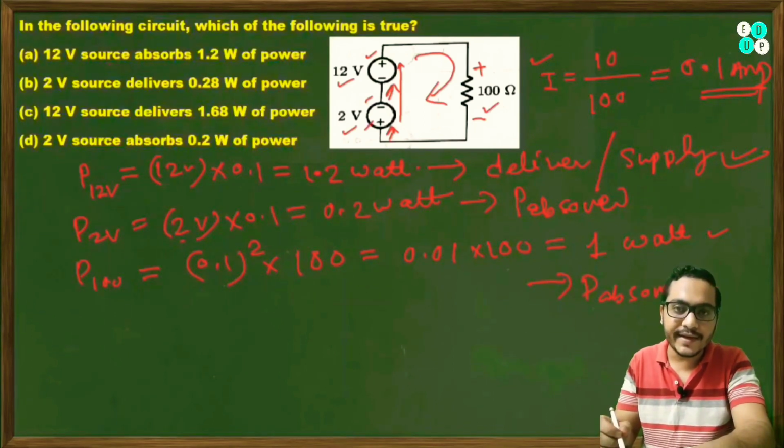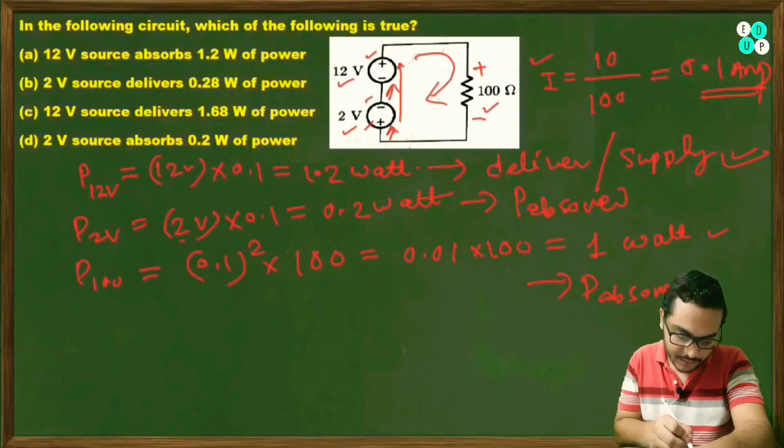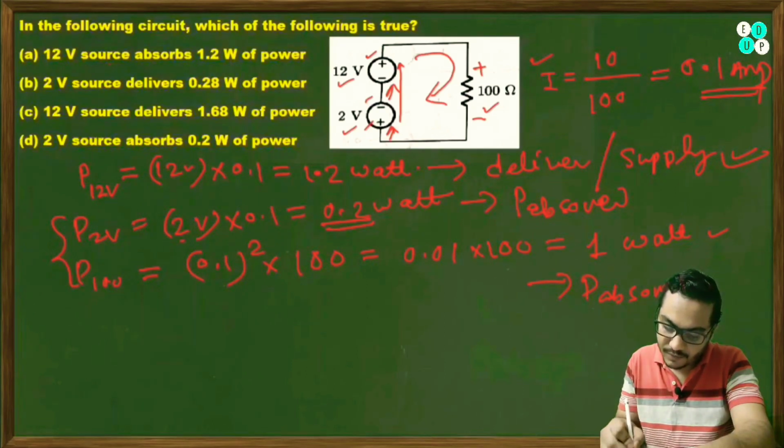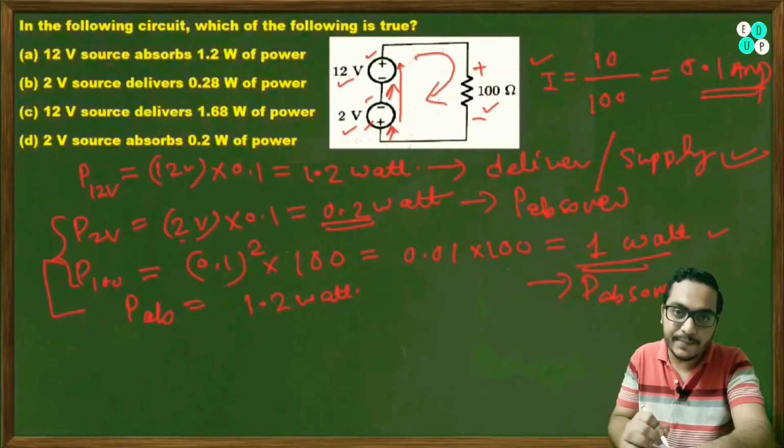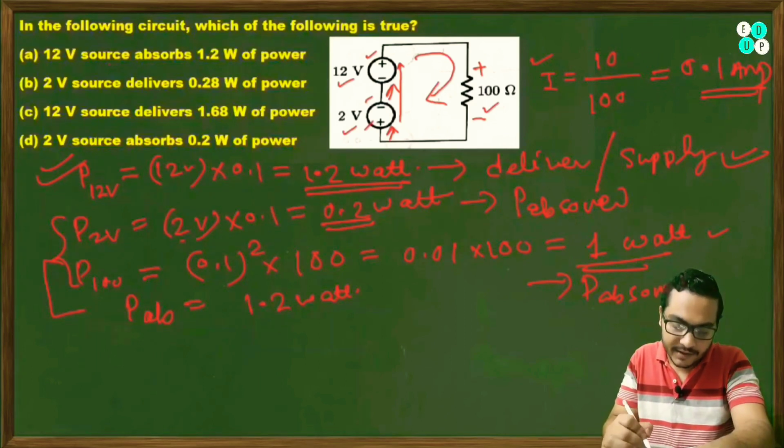If you take a close look, the net power absorbed equals this 0.2 watt and this 1 watt, so the net power absorbed equals 1.2 watt, and here the net power delivered is 1.2 watt. So the net power absorbed and the net power delivered in any network will be the same. This is based on the conservation of energy.